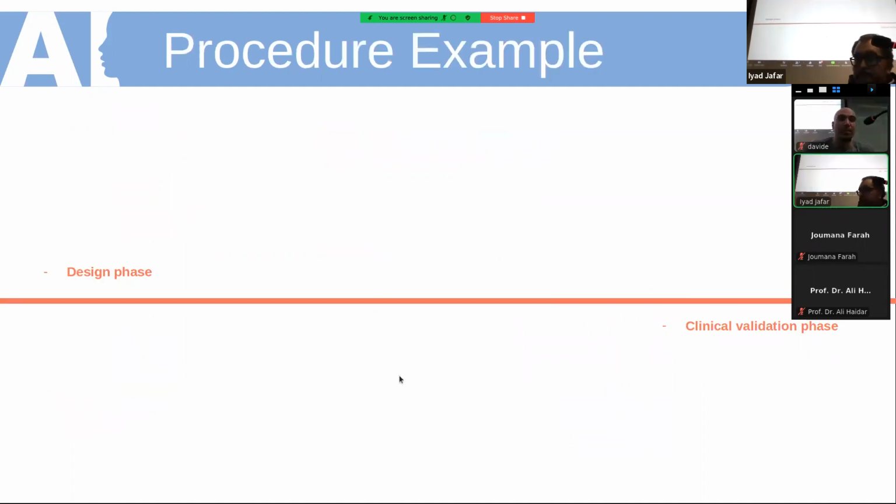This is an example of a procedure of how the experiment could work. First of all, here we show just the flow of the program, and then we'll go into the detail of each one.